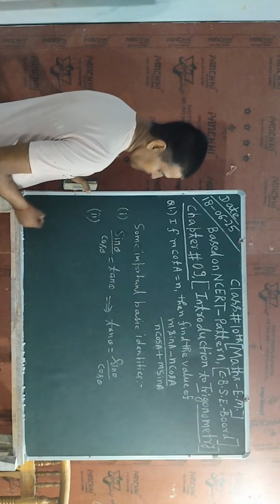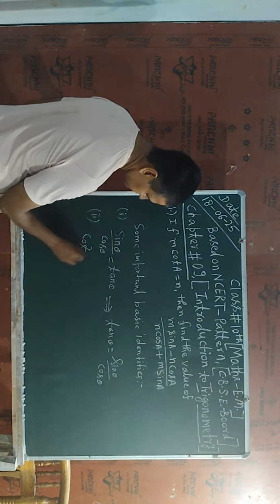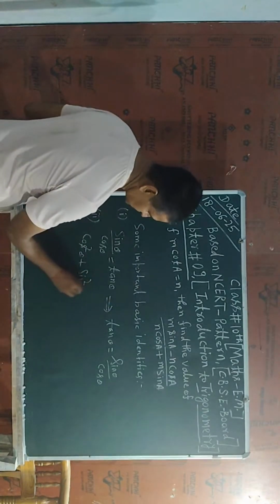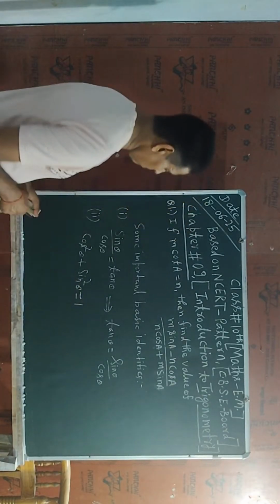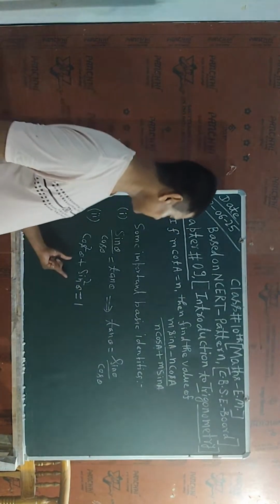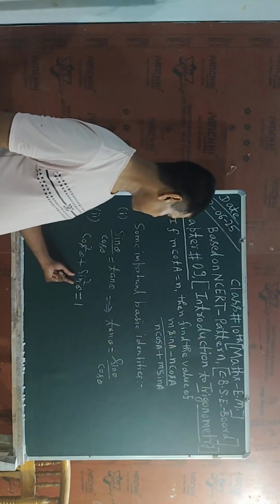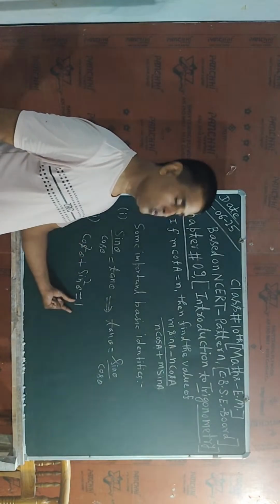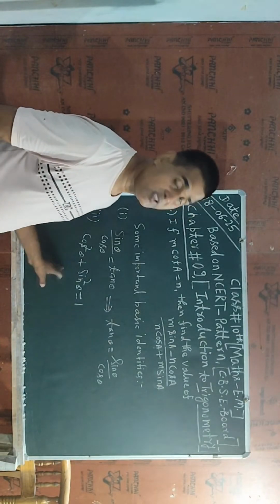The next identity is cos square theta plus sin square theta, and you have to remember it because this identity is asked in questions. You prove that sin square theta plus cos square theta, that is cos square theta plus sin square theta, is equal to 1. You have to prove it, and this question can be asked for 2 marks.